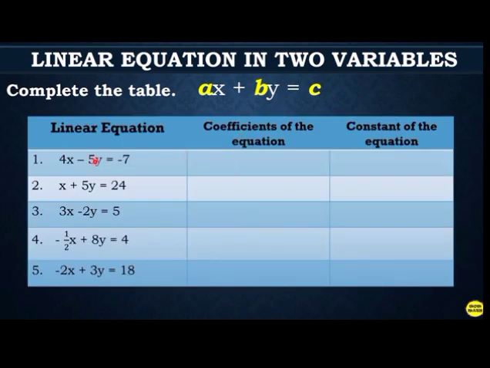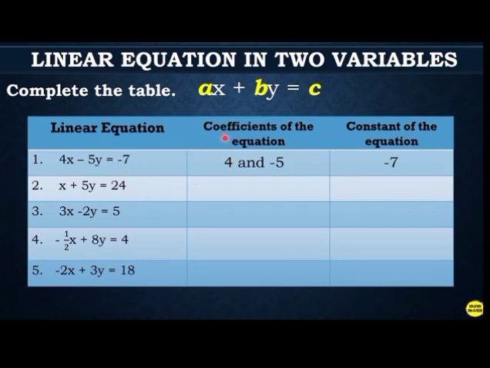So let's find the coefficients of the equation 4x minus 5y equals negative 7. The coefficients of the equation are 4 and negative 5. And the constant of the equation 4x minus 5y equals negative 7, let's find c, which is the constant. So it is negative 7.